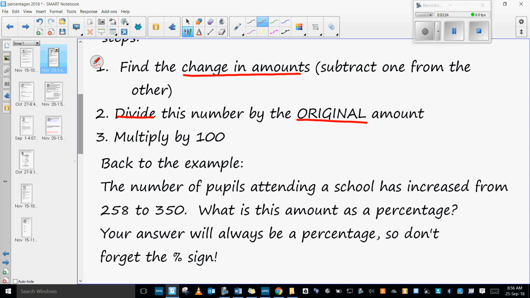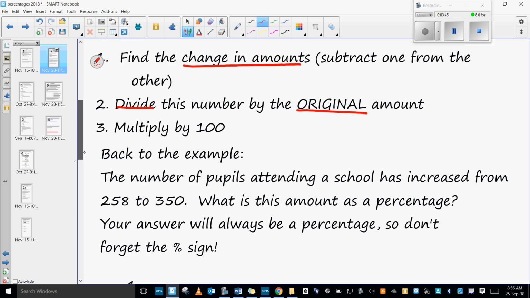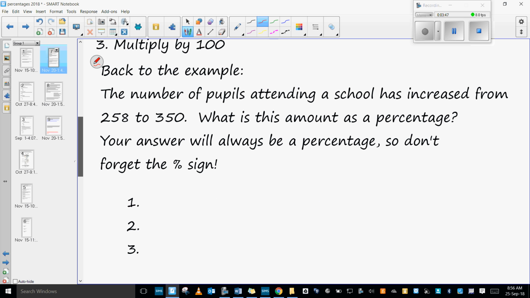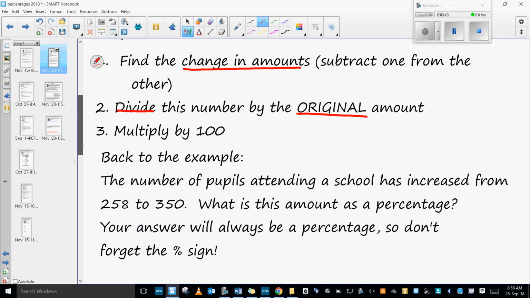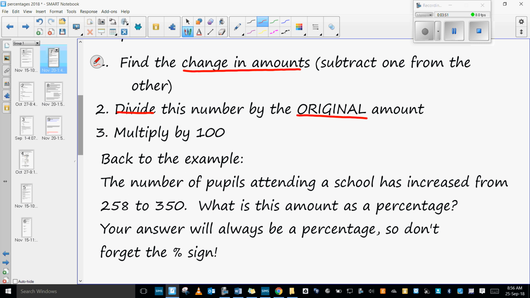So you'll have two numbers, started at this, finished at this. It's this one that you started with. That's always the one that you're going to divide by. We are going to fill in the values here, but you always want to make sure you're dividing by the original, and then all you do is multiply by 100.